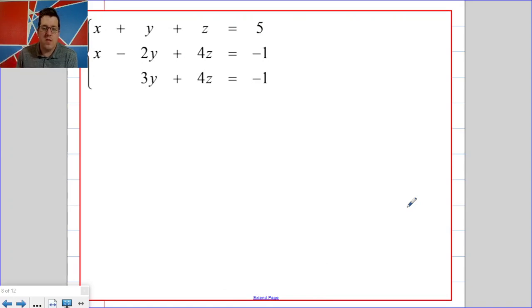Okay, so here's a system of equations that's a bit of the way there. I want to see if you can figure out how to eliminate this position first, then this position, and then figure out how to solve for z, then y, then x. Give that one a try.